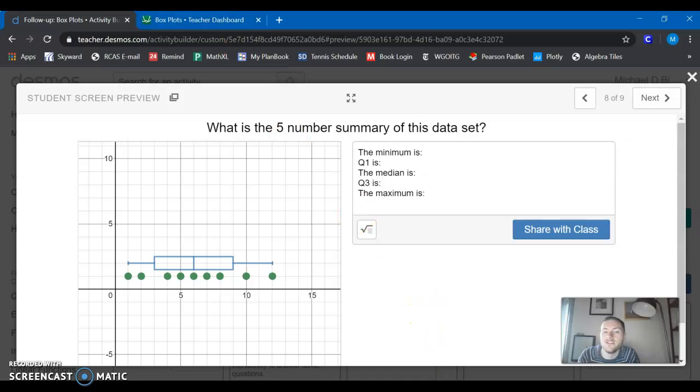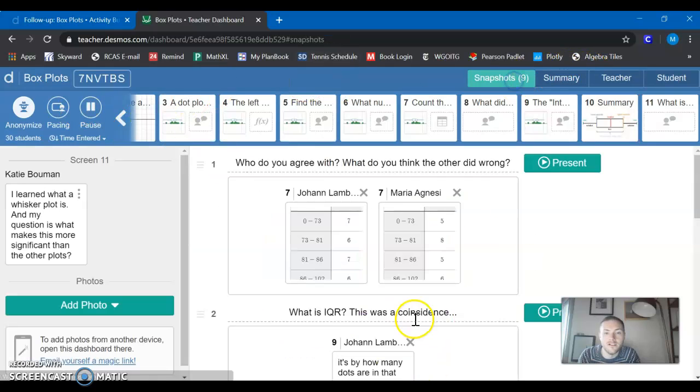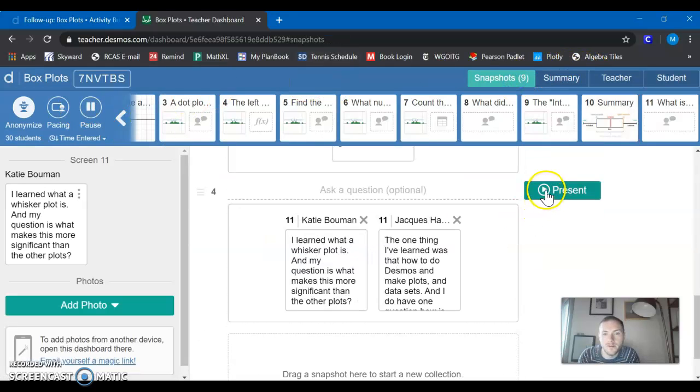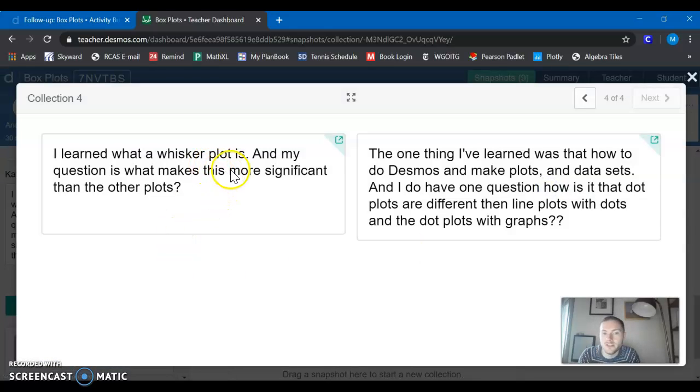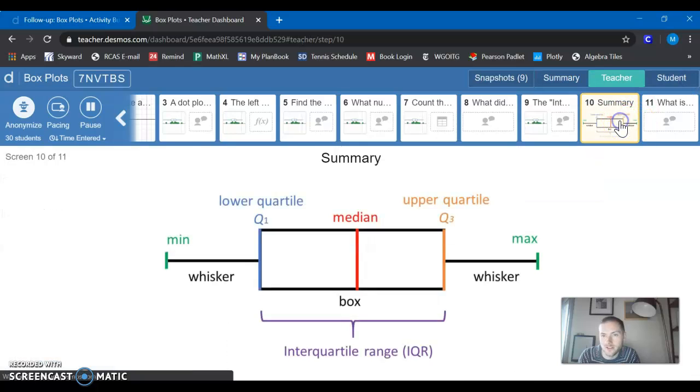Okay, and that leads us to what is called the 5-number summary. So some of you guys had the question here of, let me pull them up here. Why is it more significant? What does it have to do with a dot plot? What a box and whisker plot does is gives us what's called a 5-number summary, which is shown here. The 5-number summary is the minimum, Q1, median, Q3, and the maximum.